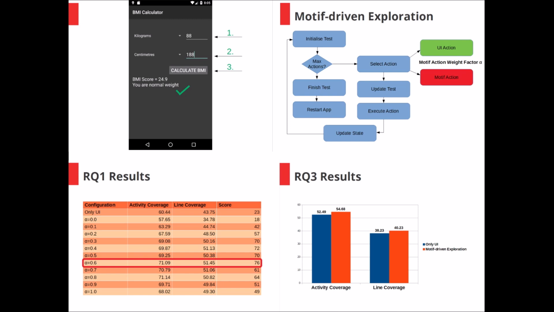And also the API to retrieve widget information is sometimes buggy, making it difficult to determine if a motif action can be applied or not.